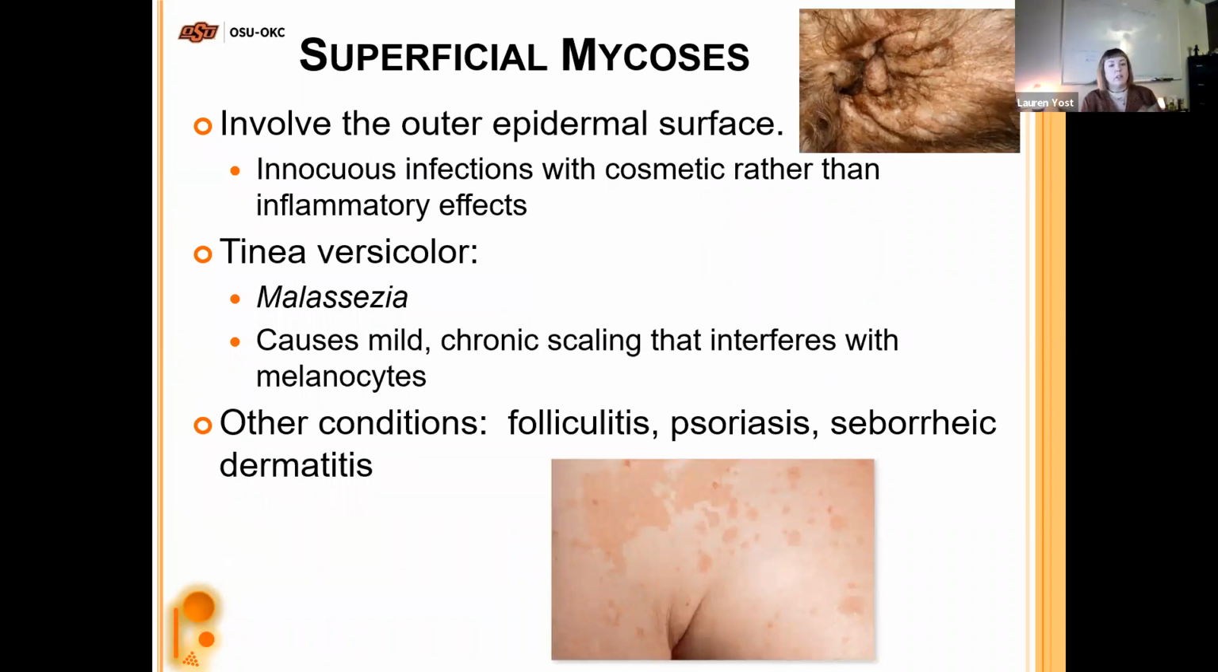Superficial mycoses are mycoses that are just on the surface and not seriously affecting the patient. They affect the outer epidermal surface, they're innocuous, typically cosmetic. They don't have as much inflammatory effect. They could have some, but not serious itching or something like that. Tinea versicolor is an example of that.